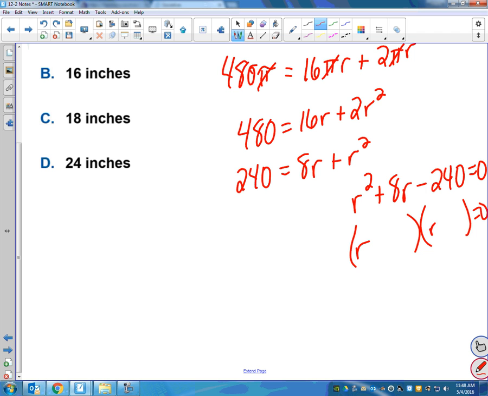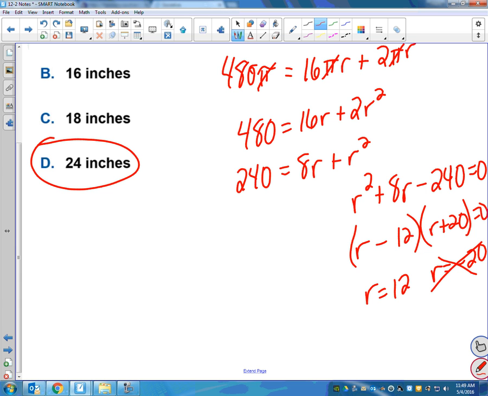So I could factor this as 12 times 20. I want to get a positive 8 in the middle. So that would be a positive 20 and a negative 12. So you get r equals 12 or r equals negative 20. R can't equal a negative value. So that means that your radius is 12. They asked for the diameter. Right? And so, not that that's going to show up all the time, but just to kind of remind you of some quadratic stuff.